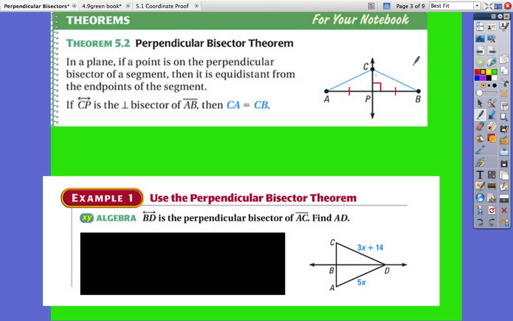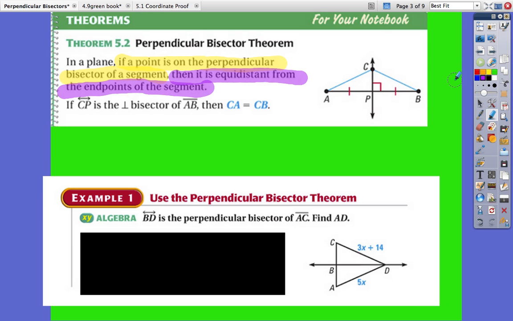Awesome. Well, remember, each one of your theorems is a conditional statement. That means it has a hypothesis and it has a conclusion. The hypothesis for this one is always after the word if. So if a point, let me fix that. We can highlight it. So I'm going to highlight the hypothesis. If a point is on the perpendicular bisector of a segment, then, so let's highlight our conclusion in purple, then it is equidistant from the endpoints of the segment.